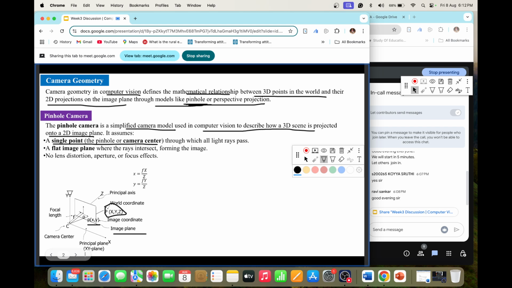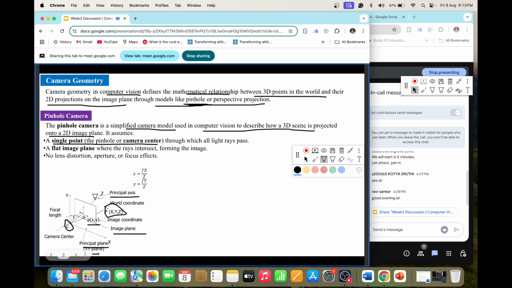Now about the camera, this is the camera center. C is the camera center. Now the plane where the camera is placed is known as the principal plane. The plane where the camera center is placed is the principal plane, or the XY plane. Now there is XY, there will also be a Z axis, right? The Z axis of the principal plane is known as the principal axis. So again I am repeating, wherever the camera center is, there will be a plane comprising the camera center. That plane is known as the principal plane, and the Z axis of this principal plane is known as the principal axis.